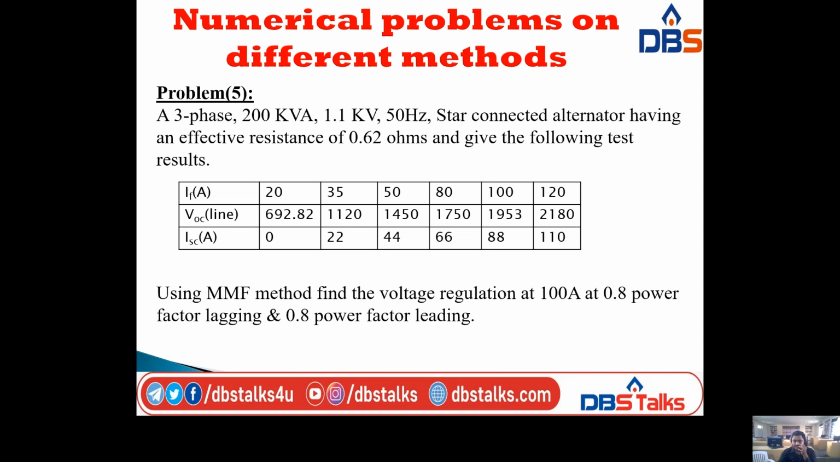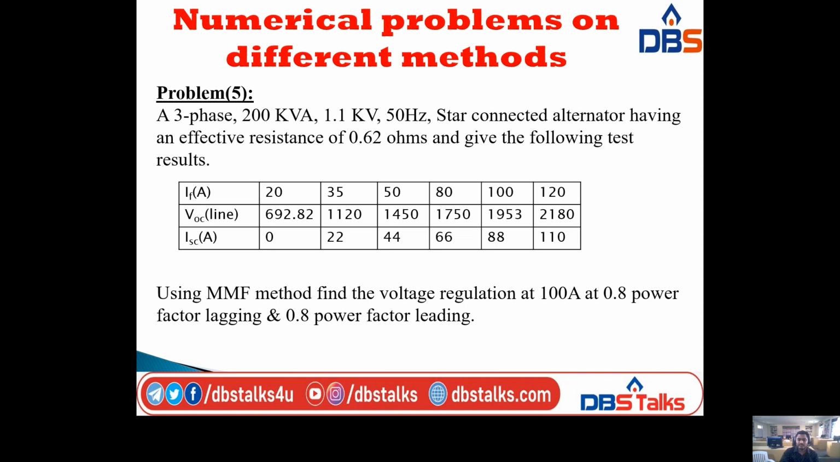At that time, the short circuit current is 22 amperes. At 50 amperes field current, the open circuit voltage is 1450 volts and the short circuit current is 44 amperes. At 80 amperes field current, the open circuit voltage is 1750 volts and the short circuit current is 66 amperes. At 100 amperes of field current, the open circuit voltage is 1953 volts and the short circuit current is 88 amperes. At 120 amperes field current, the open circuit voltage is 2180 volts and the short circuit current is 110 amperes.